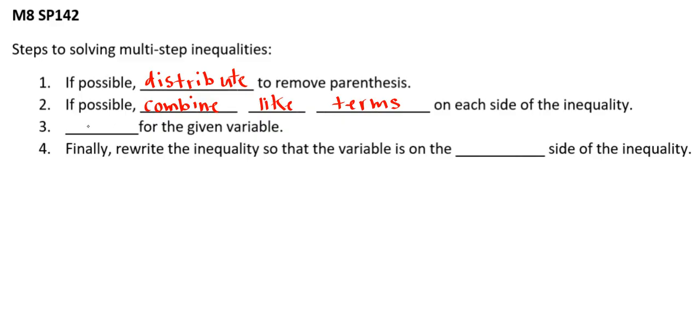Step number 3, after you've distributed and combined like terms, you want to solve for the given variable. And then number 4, finally, rewrite the inequality so that the variable is on the left side of the inequality.